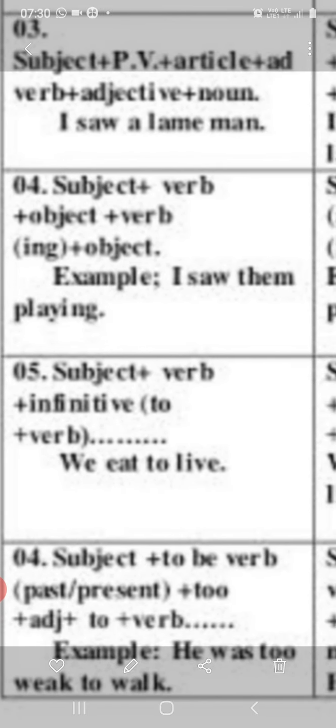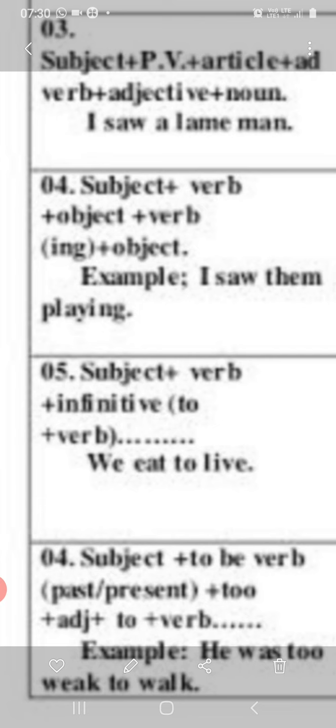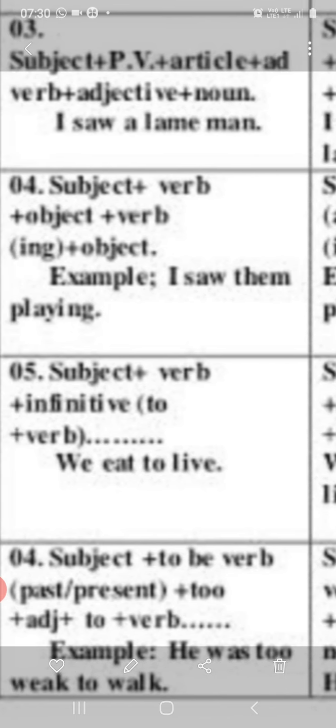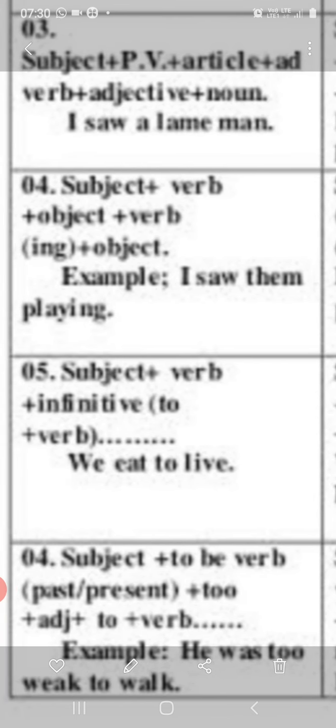Another type. I saw them playing. Subject, verb, object, and the ing form of the verb. So I saw them playing. Participle or gerund is used. A non-finite verb only is used here, and the finite verb is saw, because only one finite verb will be there in the simple sentence. I saw them playing. Playing is non-finite.